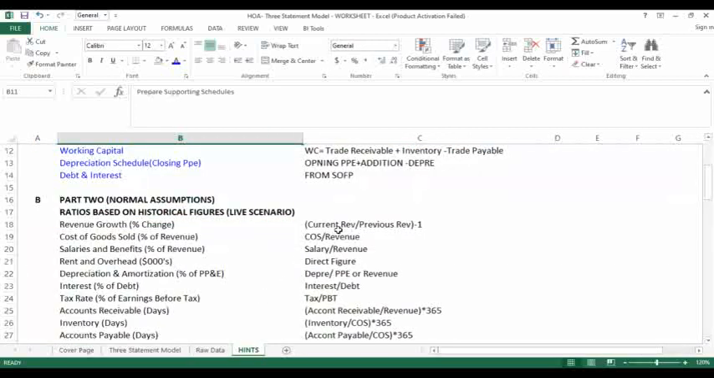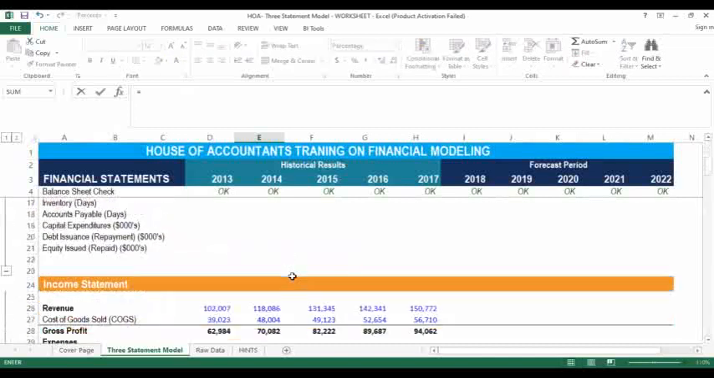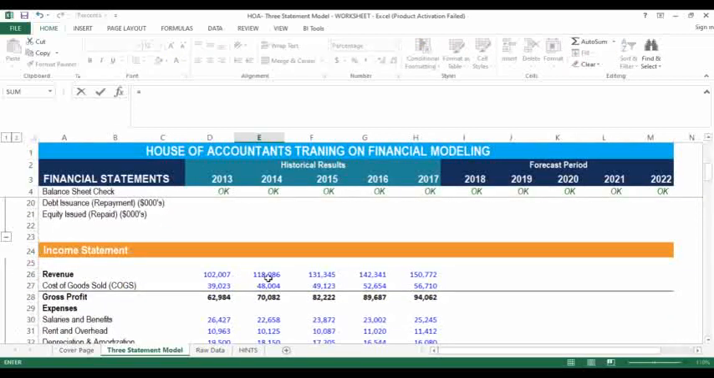The formula says current revenue divided by previous revenue minus 1. So we want to see revenue growth or changes. Current revenue divided by previous revenue. So let's come back here and say this is 2014. We'll say current revenue divided by previous revenue. But everything will now be minus 1.